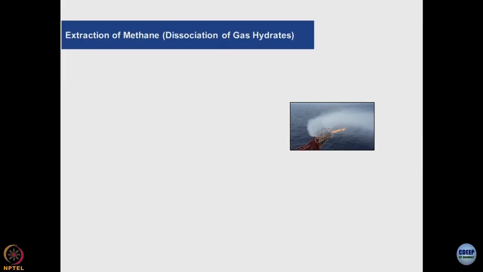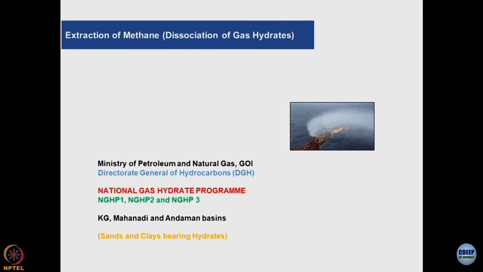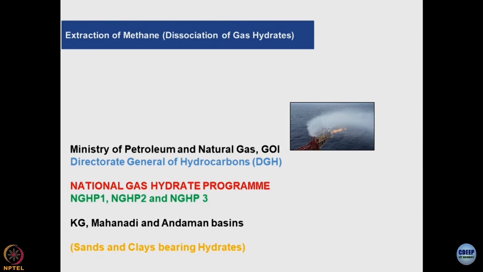All right. So, this type of expeditions have been taken up by Ministry of Petroleum and Natural Gas, Government of India. I hope you are aware of what is going on in the world these days. And there is a special directorate, Director General of Hydrocarbons, which is known as DGH. Until now, there have been three expeditions, NGHP-1, NGHP-2 and NGHP-3. This is what is known as National Gas Hydrate Program, and they are heavily dealing with the sample collection and onboard testing on the ships.